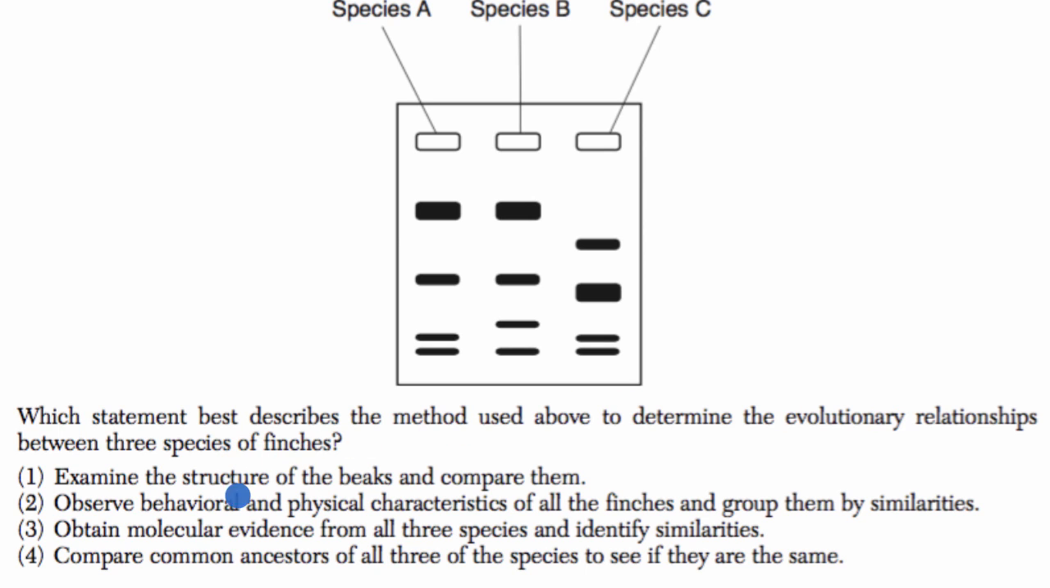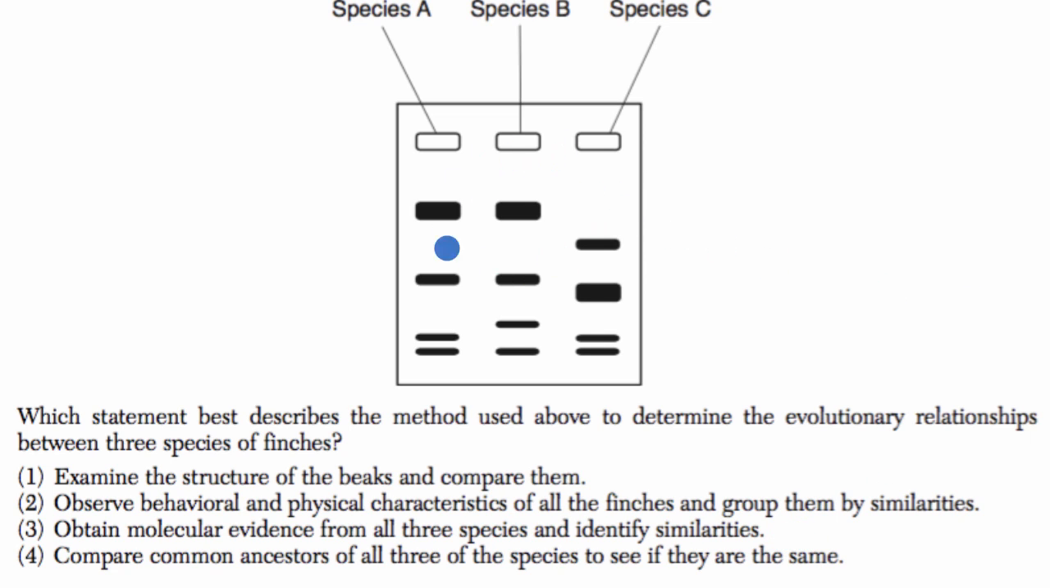So the first choice is, examine the structure of the beaks and compare them. Statement 2, observe behavioral and physical characteristics of all the finches and group them by similarities. 3, obtain molecular evidence from all 3 species and identify similarities. 4, compare common ancestors of all 3 of the species and see if they are the same. So pause this video and see which choice you like.